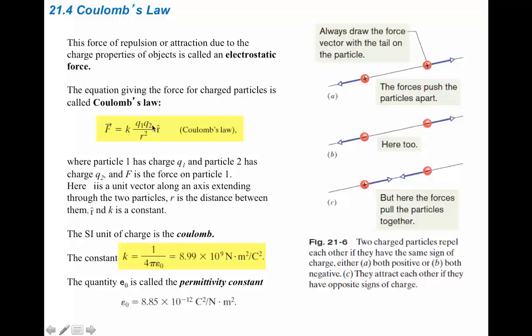Here we have the product of the charges, and in gravitation you have the product of the masses. The big difference between electrostatic force and gravity is that gravity is always an attractive force, but the electrostatic force can be either attractive or repulsive.